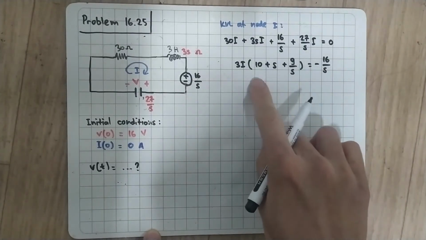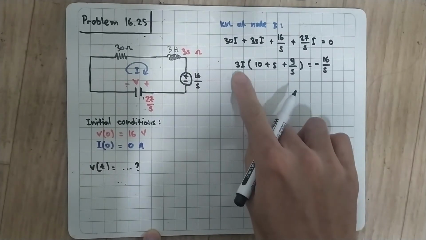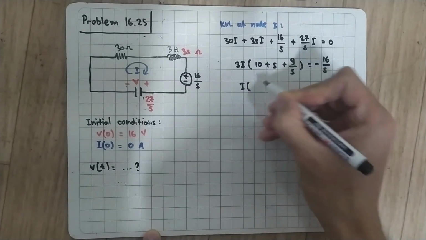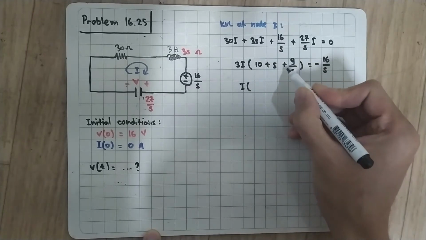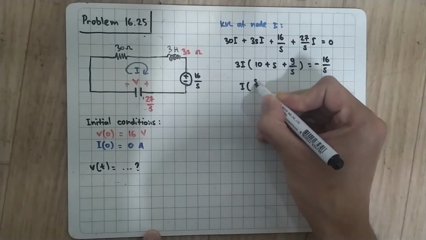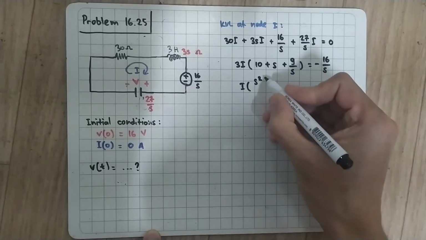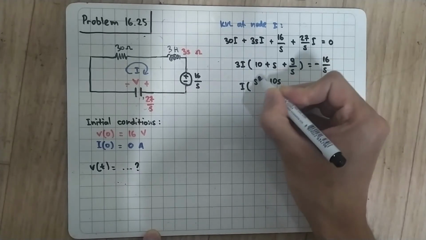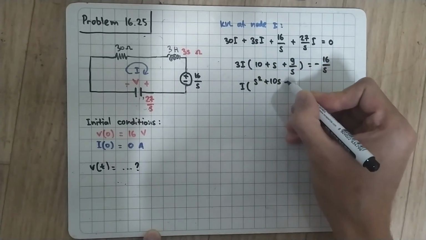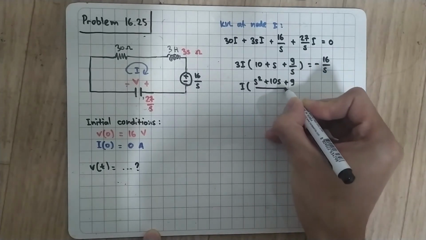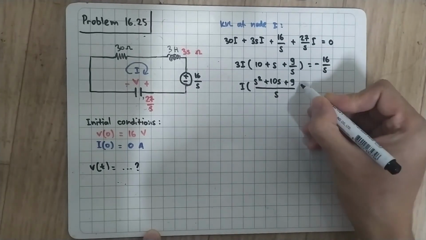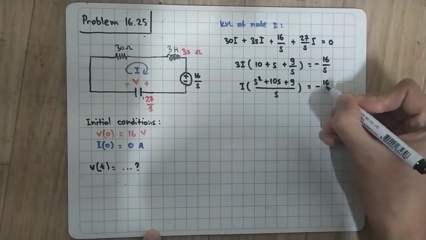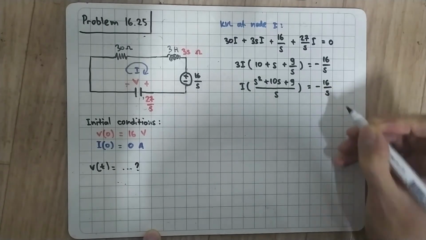Then we can make the denominator the same here, and we can move this 3 to the right hand side, so I will have I, and I will have this as S squared plus 10S, where S squared is from this term and 10S is from this term, plus 9, divided by S, and that will equal minus 16 over S.